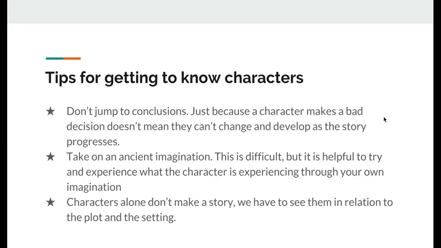Characters alone don't make a story. We have to see them in relation to the plot and the setting. So in the other videos, we'll talk specifically about plot and setting. But for now, we are getting to know characters.